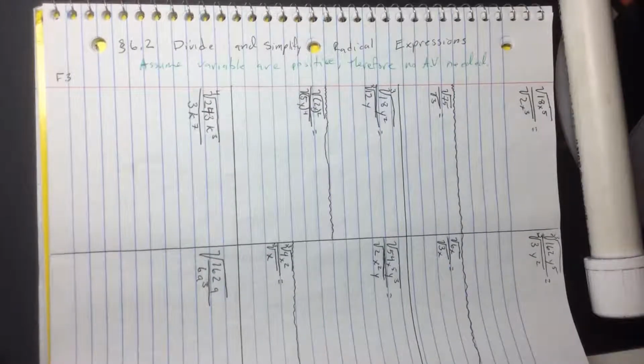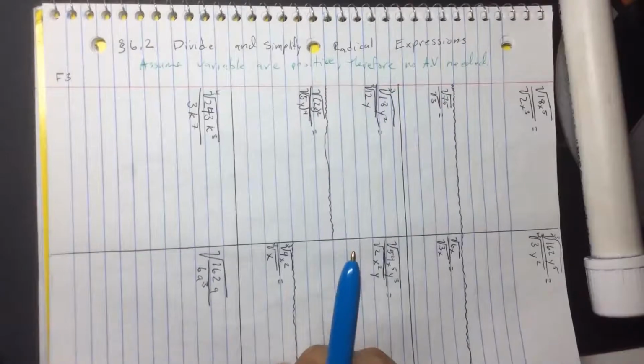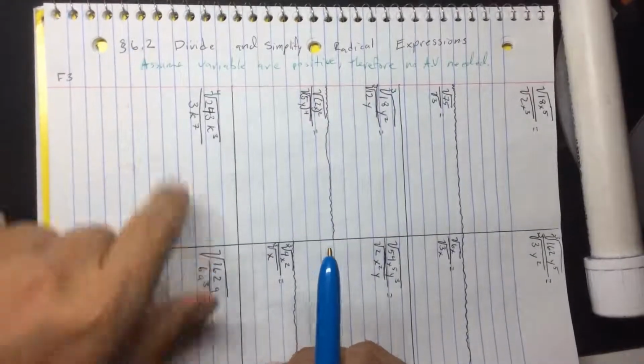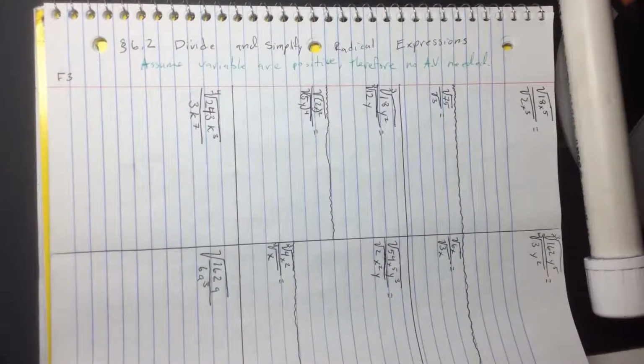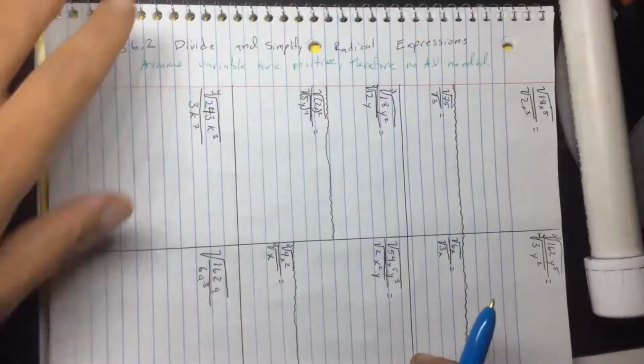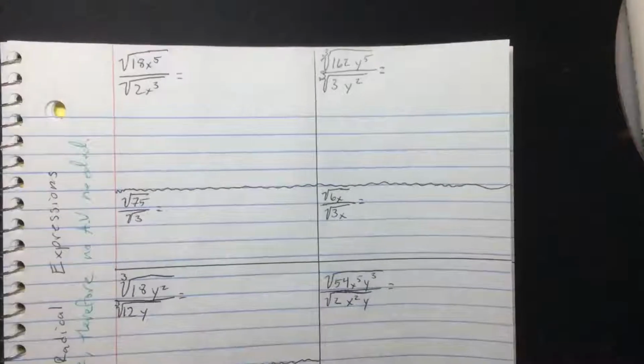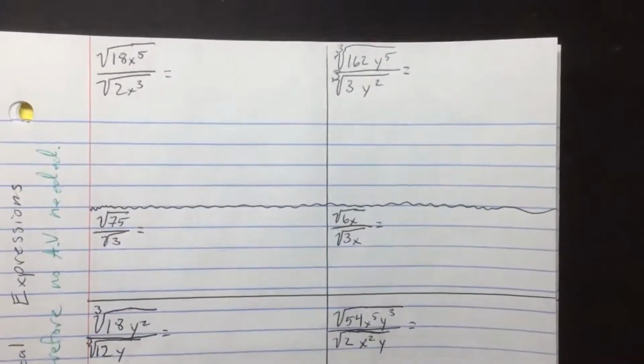This is Foldable Part 1 of Foldable number 3 for Section 6.2. Now we did multiplying, now we're dividing and simplifying radical expressions. So the first one we have here, we have these 4 problems to do, which are super amazing and awesome.